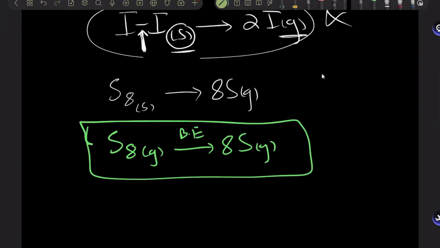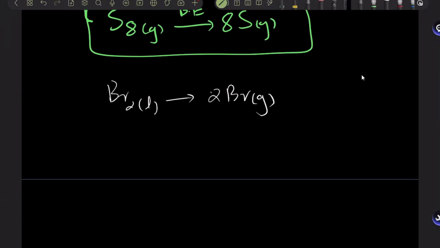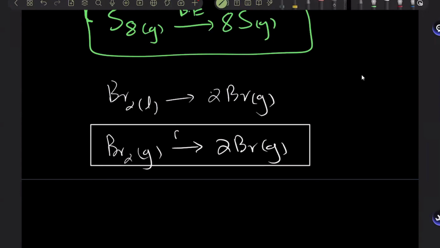Clear? So what about bromine? If I write Br2 liquid goes into 2Br gaseous, is this bond energy? No. How would I write the bond energy equation for this covalent compound? It has to be gaseous. Br2 gaseous breaks off into 2Br gaseous. Now this is what this energy change would represent: bond energy for bromine. Why? Because this covalent bond between the bromine atoms is in gaseous state.